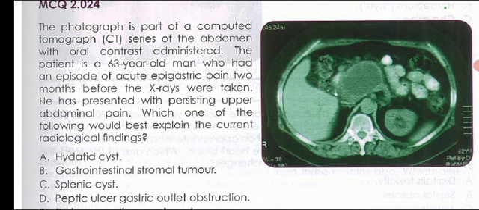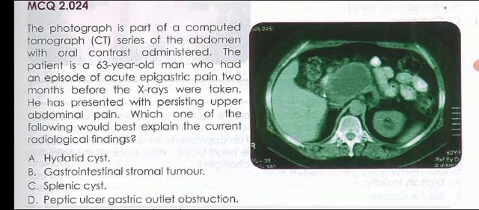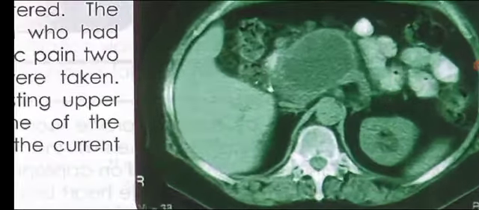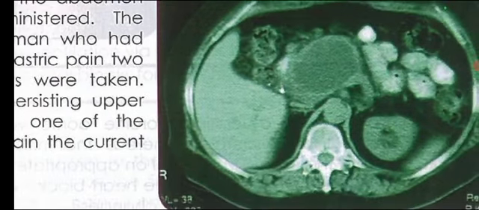This photograph is a part of a CT scan series of the abdomen with oral contrast administered. The patient is a 63-year-old man who had an episode of acute epigastric pain 2 months before. The X-rays were taken. He has presented with persisting upper abdominal pain. Which one of the following would best explain the current radiological finding? So this is the CT, which we can see now.